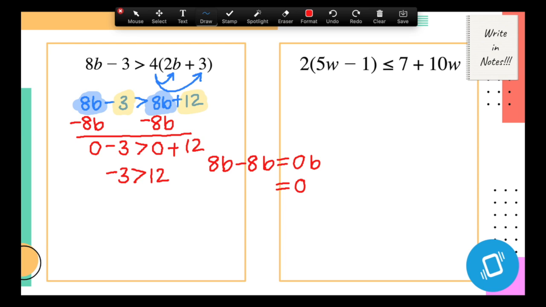Now negative 3 is not a bigger number than 12, and because of that, this statement is false. And so since the statement is false, we say that there is no solution here.